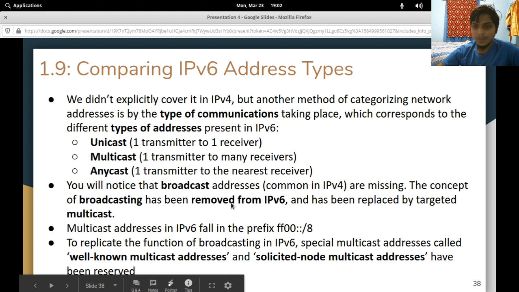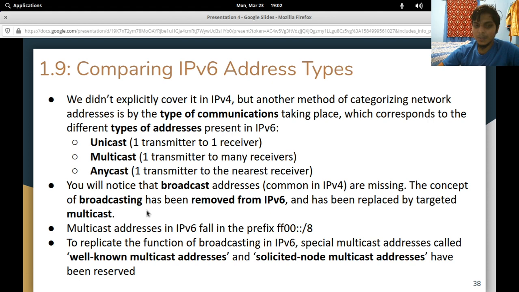So let's discuss this a bit more. Multicast addresses in IPv6 fall in the prefix FF00::/8. Anything that starts with this is a multicast address in IPv6. To replicate the function of broadcasting in IPv6, special multicast addresses called well-known multicast addresses or solicited node multicast addresses have been reserved. This is the targeted multicast that we just spoke about.